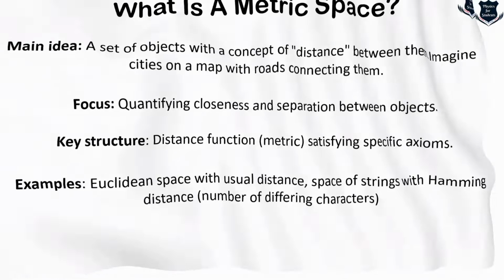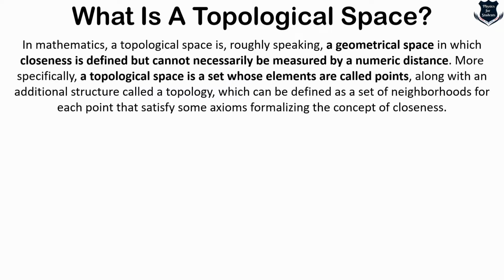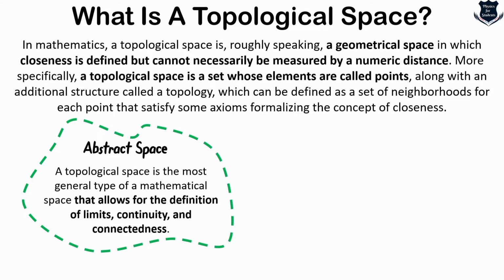Now from here, when we move into topological space, it is definitely a geometric space, but it is more abstract in nature. Why? Because here closeness is defined but cannot necessarily be measured by a numeric distance. What was a numeric distance or function D in metric space is not there, and this is measured by closeness. More specifically, a topological space is a set whose elements are called points, along with an additional structure called topology, which can be defined as a set of neighborhoods where the points satisfy some axioms. So here you can see it is an abstract space.